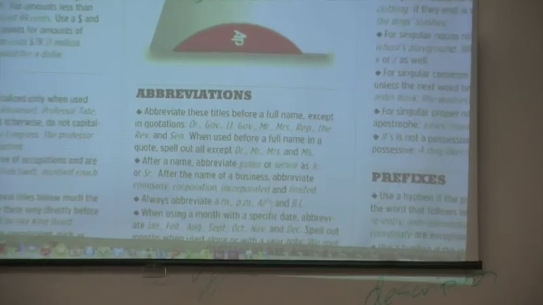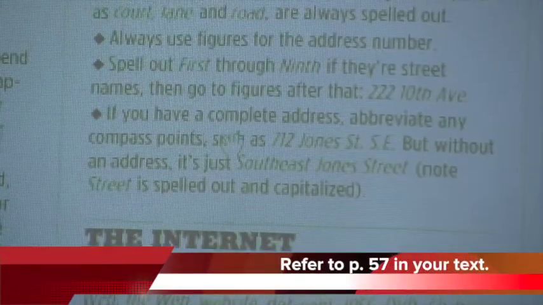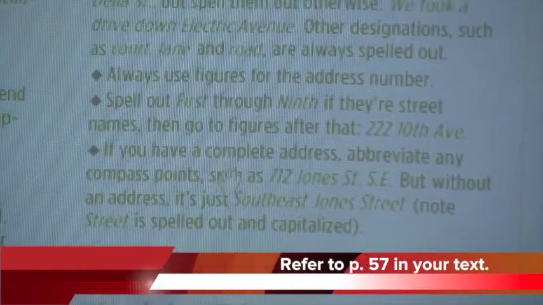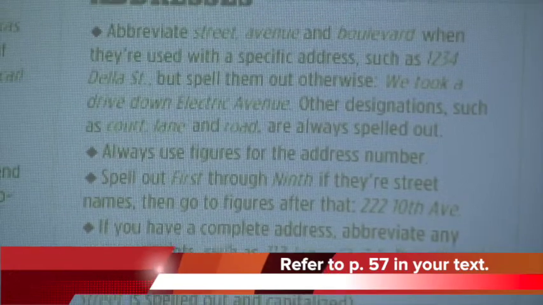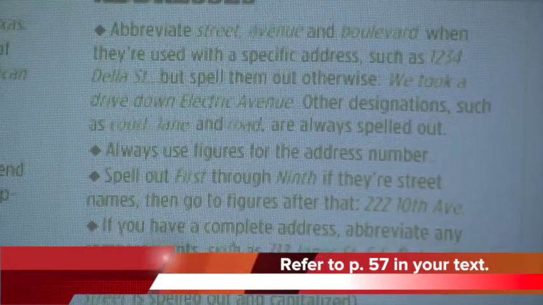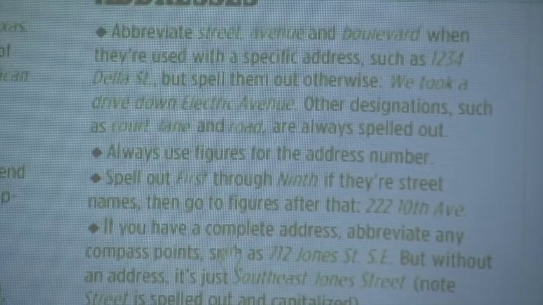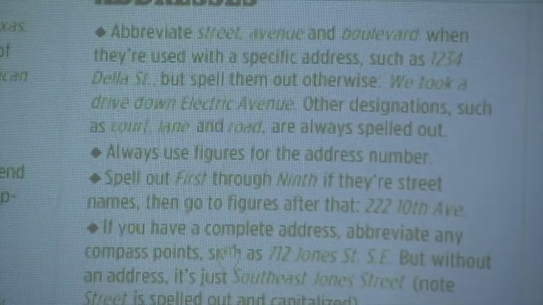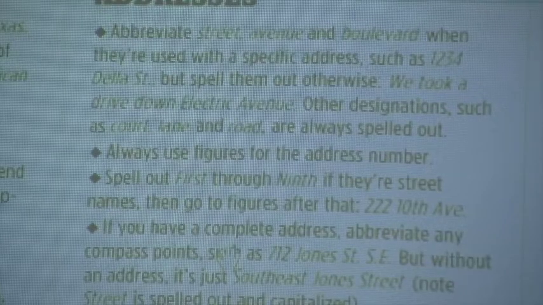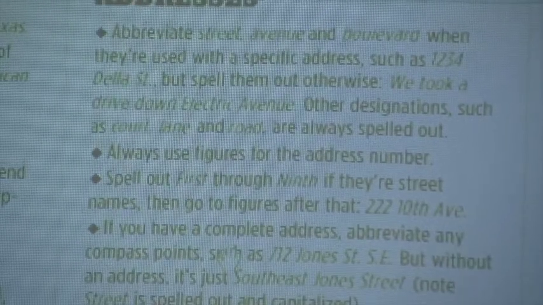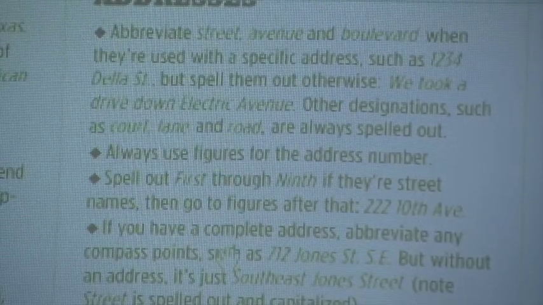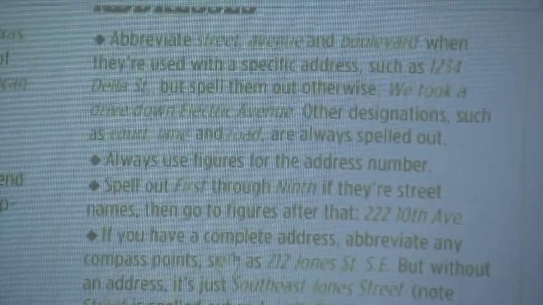Okay, skip down to the last two in the abbreviations. When using a month with a specific date, abbreviate Jan., Feb., Aug., Sept., Oct., Nov., and Dec. The longer ones you abbreviate if there's a date with it. If there's a number, it's December 2007, but it's Dec. 14, 2008. Do you see that? That's a big one.